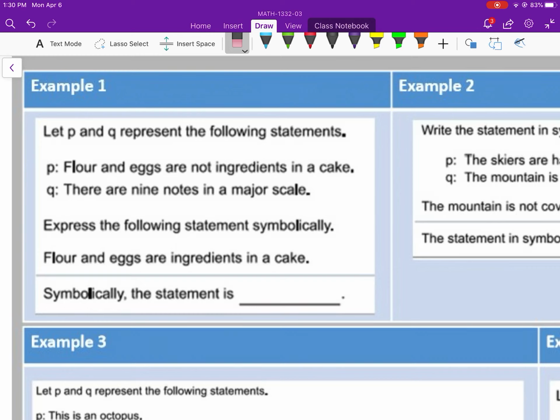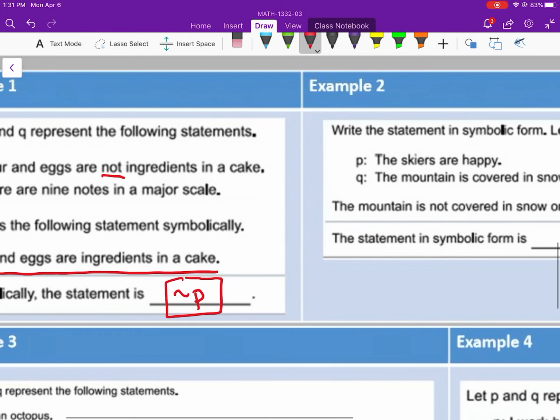All right, so we're not talking about notes, so we're not talking about Q at all. We're talking about flour and eggs are ingredients in our cake. Now, P says flour and eggs are not ingredients in a cake. So we're going to do the negation of P, which means not P. Symbolically, this statement should be read as not P. All right, and that is my answer. Again, section 3.1 is just an introductory lesson to get you comfortable with the symbolage, the symbols that are going to take place throughout the rest of chapter 3.